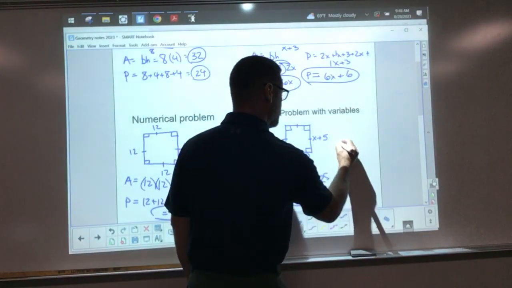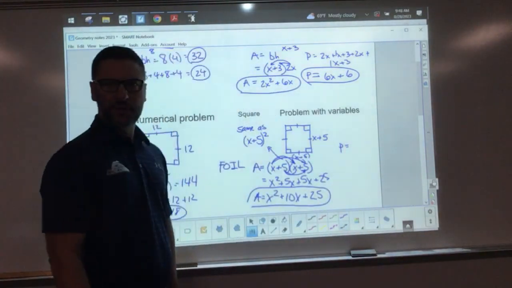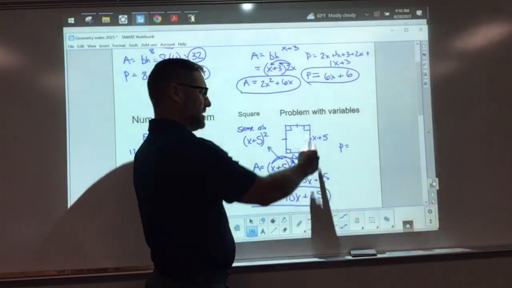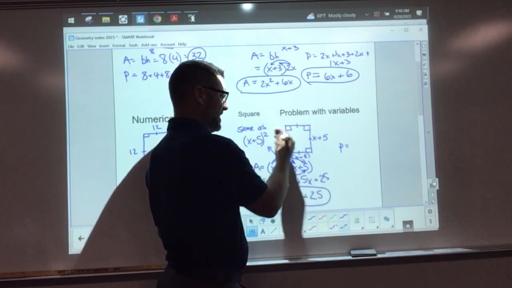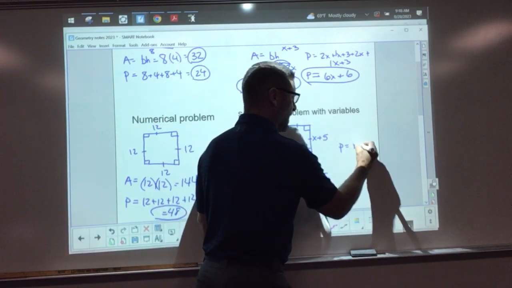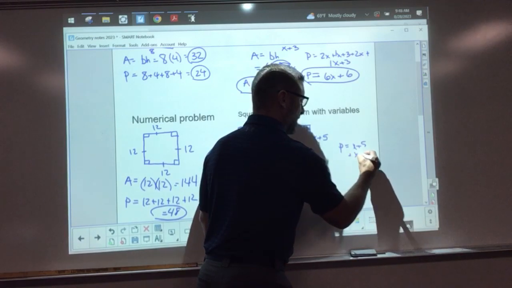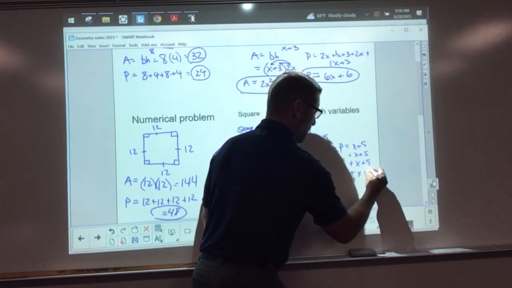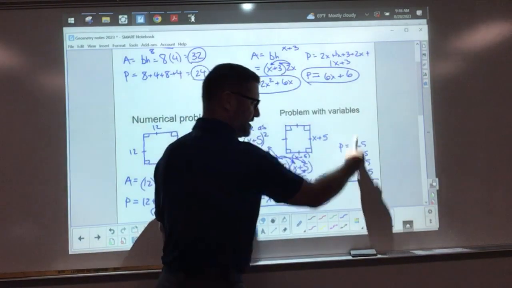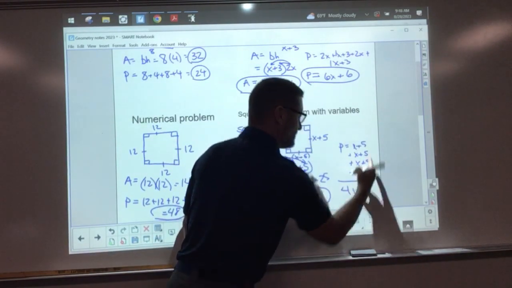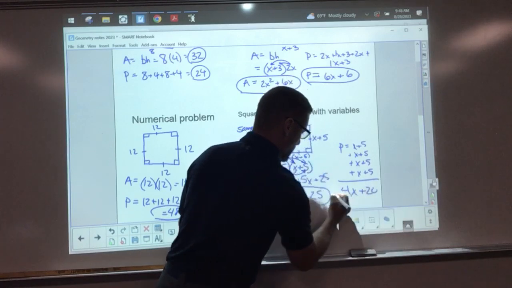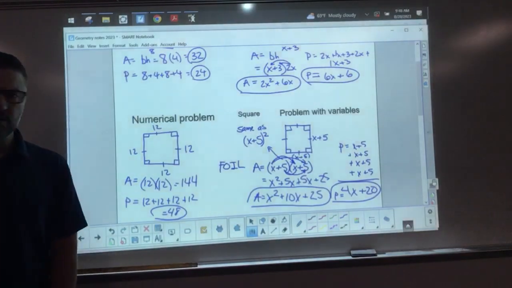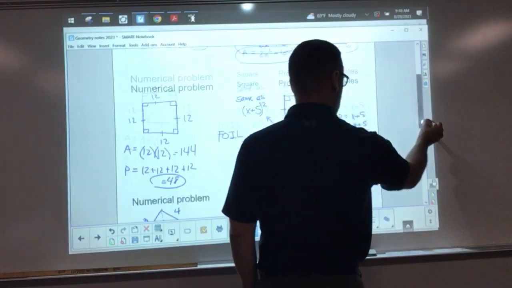For perimeter, I'm going to write this in kind of a funny way, just because I have the room for it, but also sometimes when you write addition of these things, add up all the sides, I can write them vertically. X plus 5 plus x plus 5 plus x plus 5 plus x plus 5. My perimeter grand total is 4x plus 20. And that would be the perimeter. Again, an expression for your answer. All right, let's keep going.